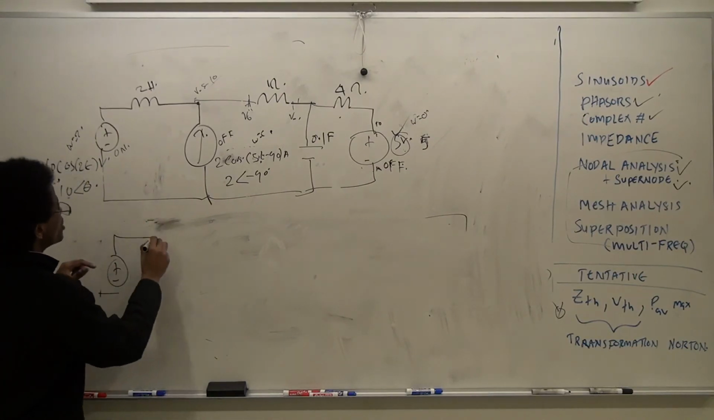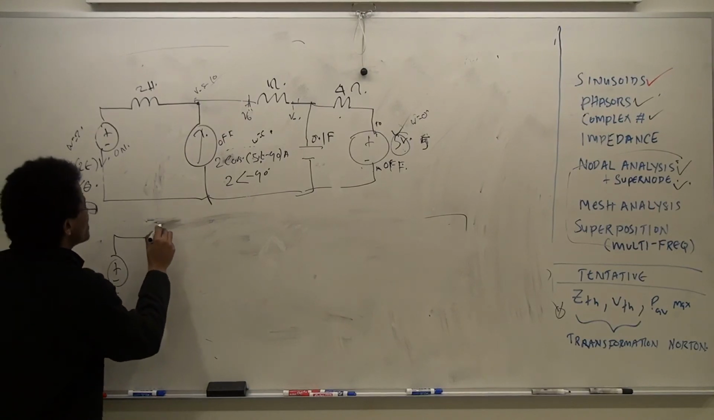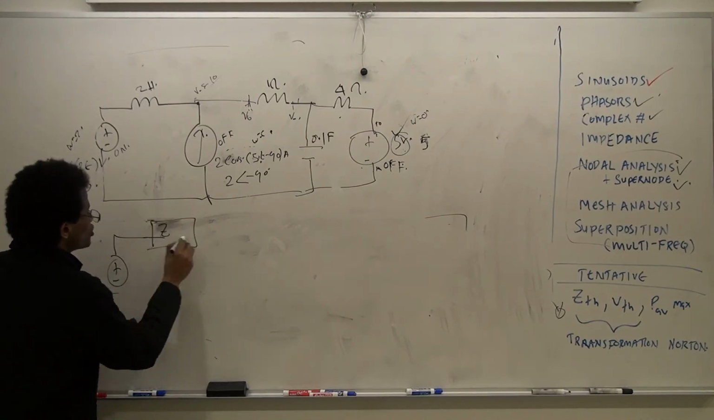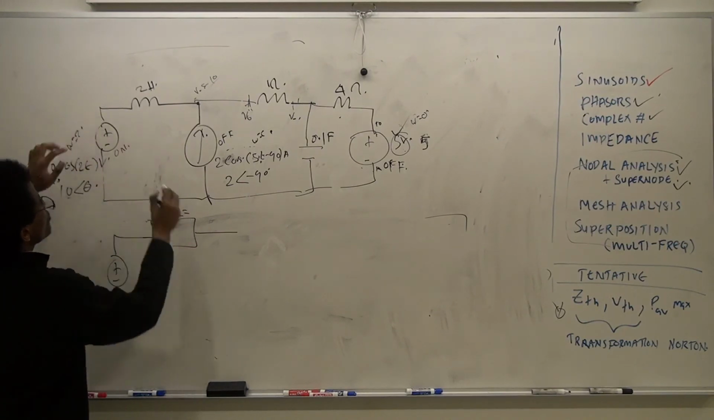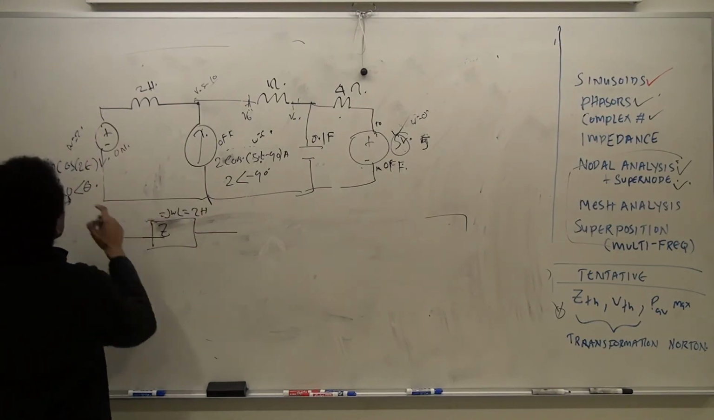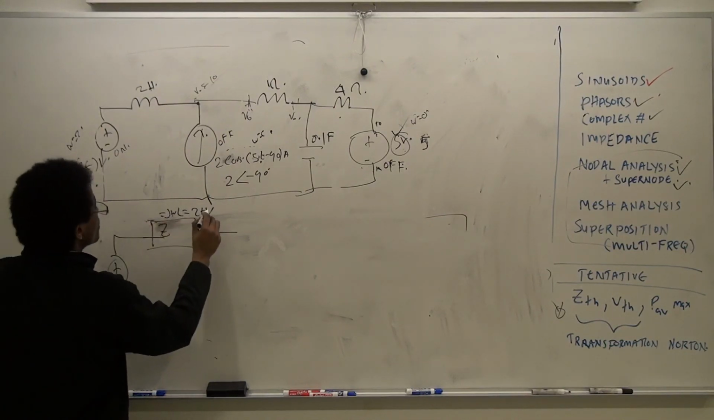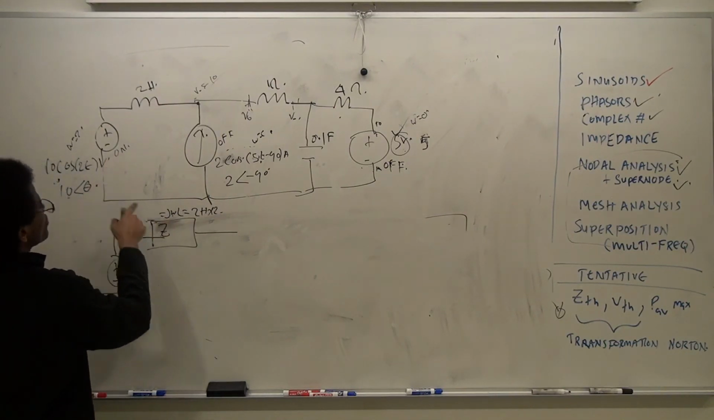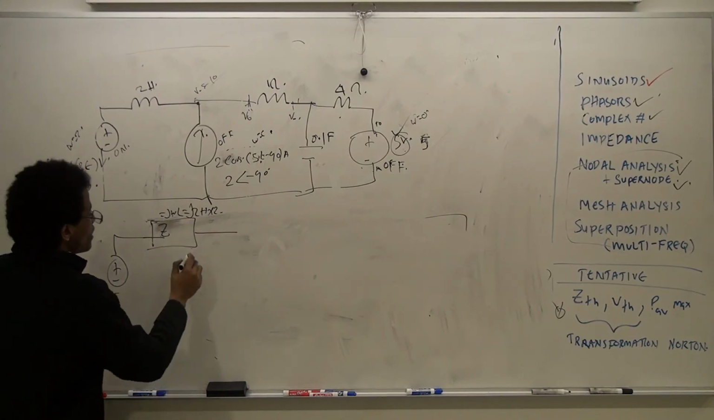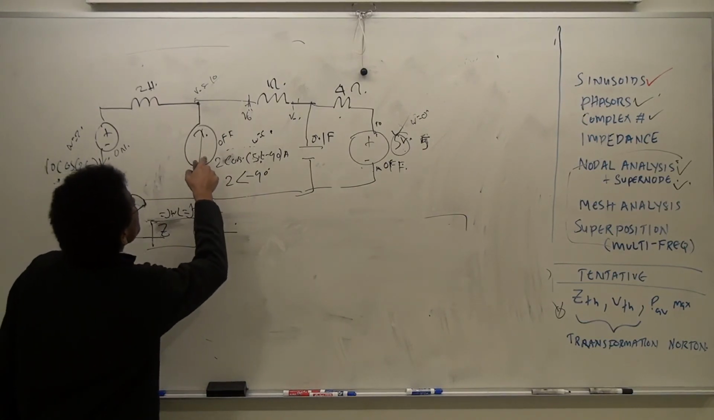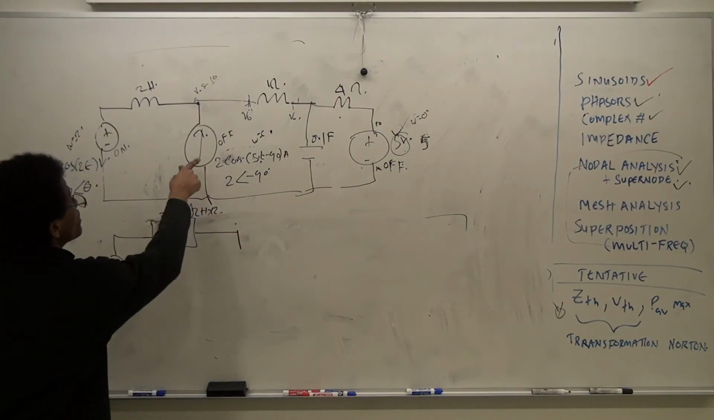Anyway, for this guy it will be, let's call it just Z1 as a block, which we will know. And we told you it is equal to J omega L, which is equal to 2 Henry times omega, which is 2, and L is 2, and it's a J. So J times 2 times 2, okay? And then we have a current source here.